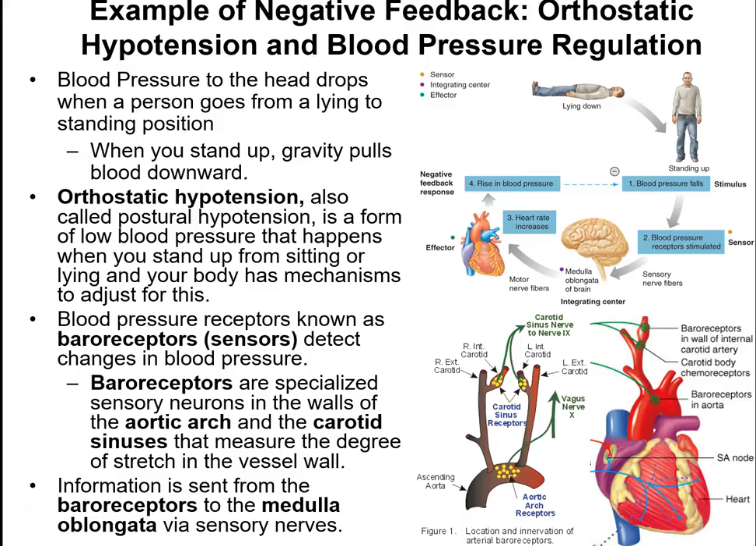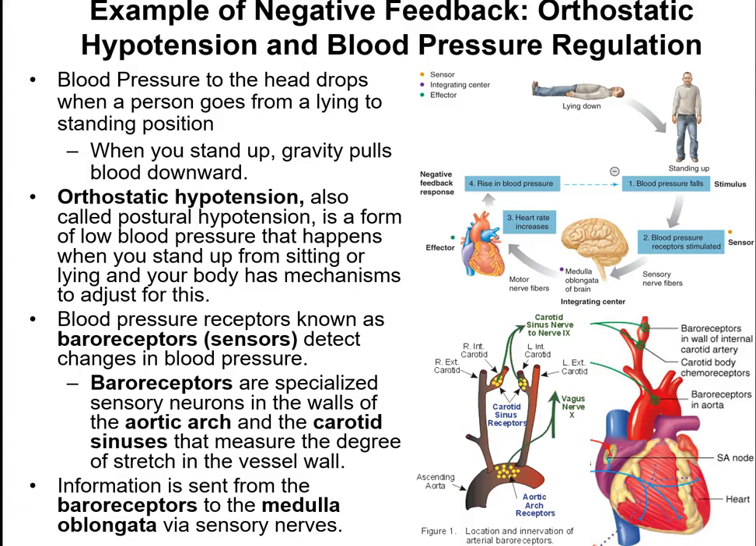So one thing other than blood glucose is blood pressure, like I mentioned. So I want to talk a bit more about orthostatic hypotension. Blood pressure to the head is going to decrease when somebody goes from lying down to standing up. This can also happen to a lesser extent if you go from sitting to standing. Because you're still changing position slightly, it's usually not as much of an effect.